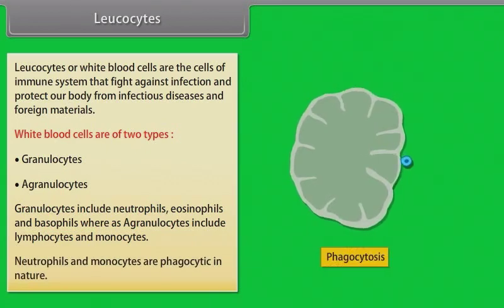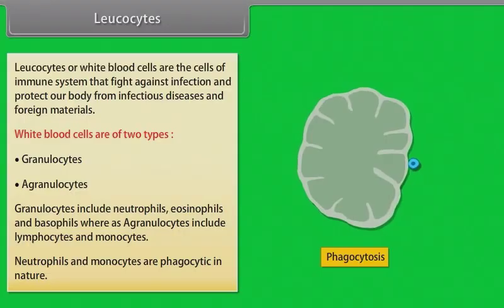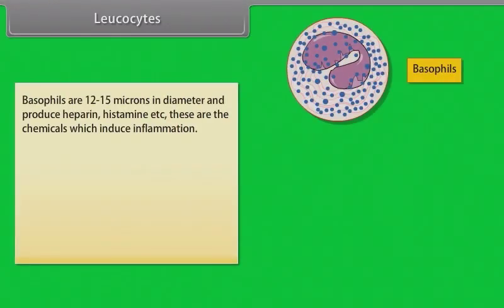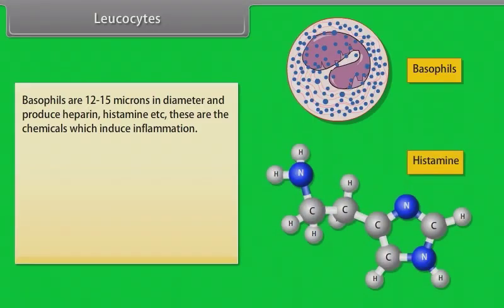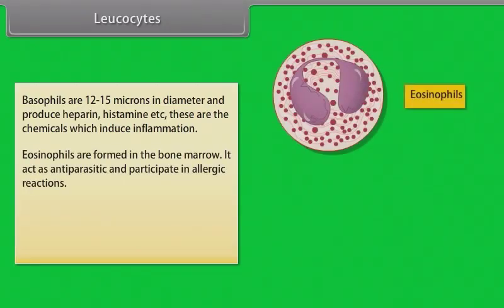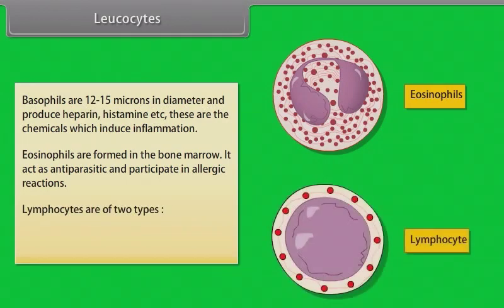Neutrophils and monocytes are phagocytic in nature. Basophils are 12 to 15 microns in diameter and produce heparin, histamine, etc. These are the chemicals which induce inflammation. Eosinophils are formed in the bone marrow. They act as anti-parasitic and participate in allergic reactions. Lymphocytes are of two types, B and T lymphocytes. They fight diseases.